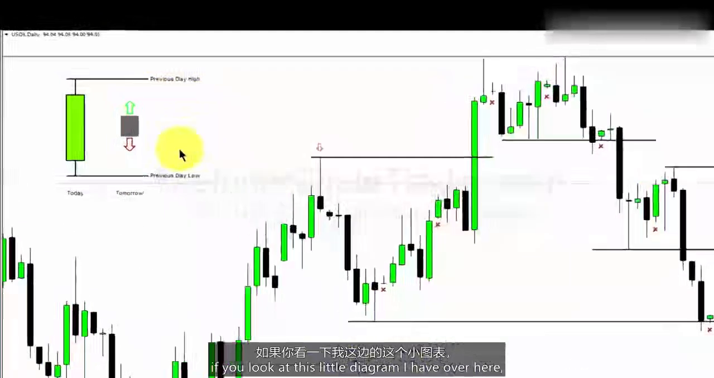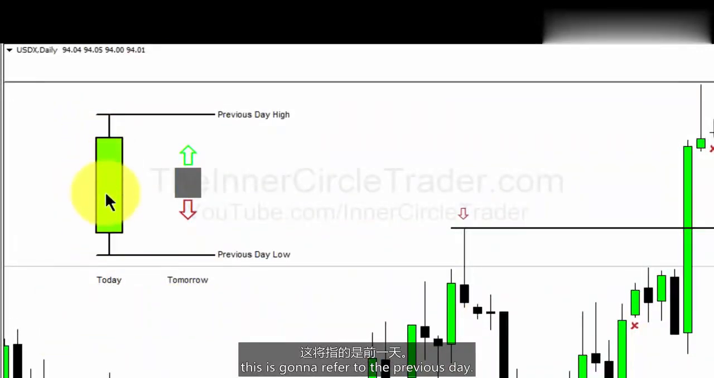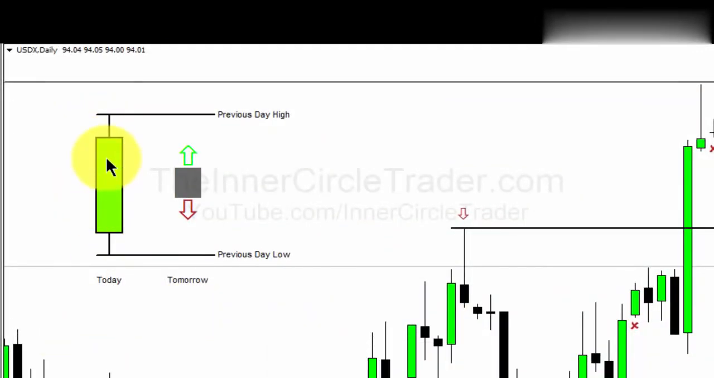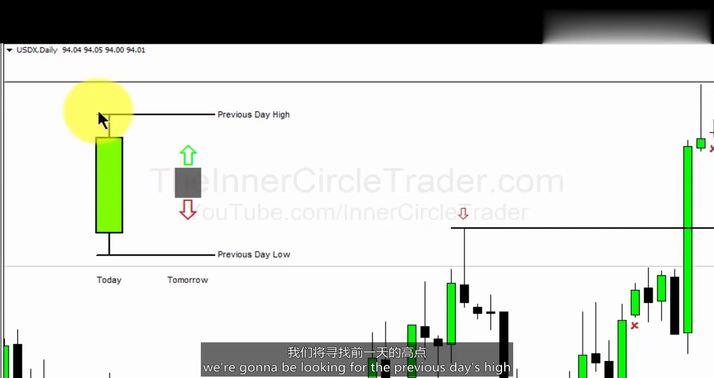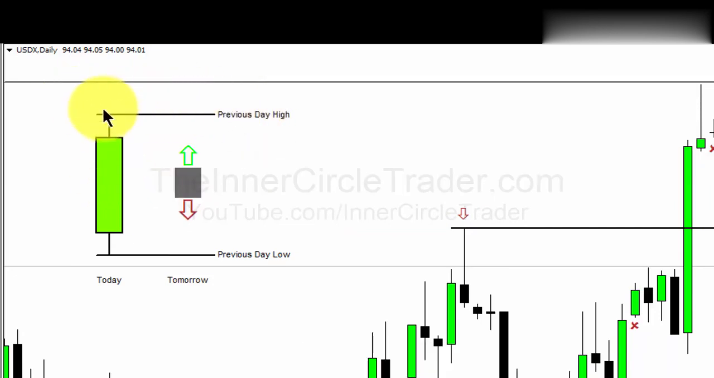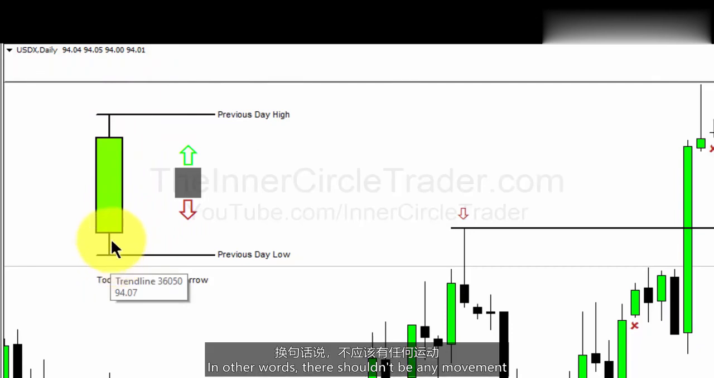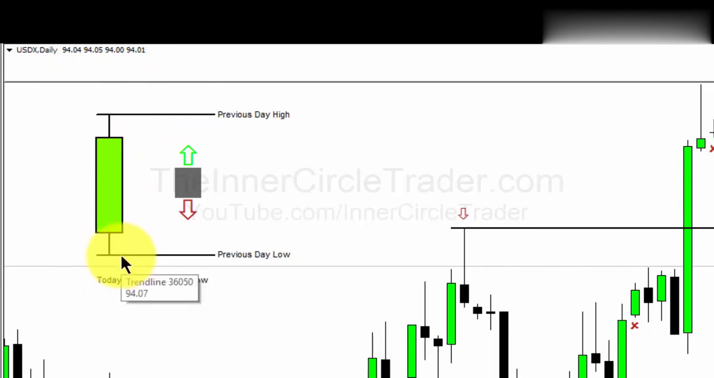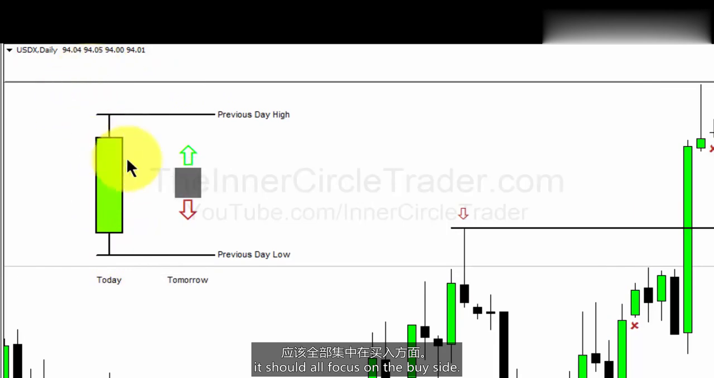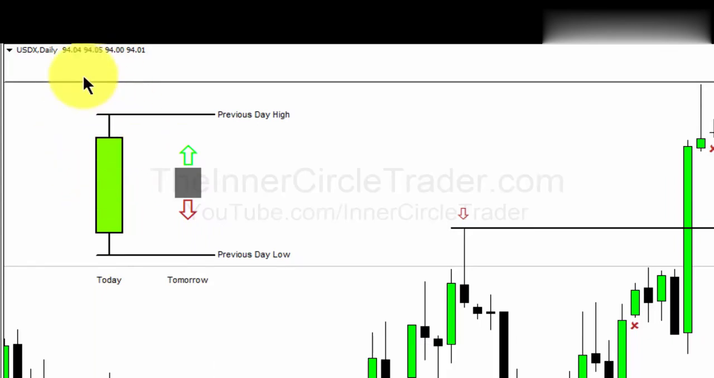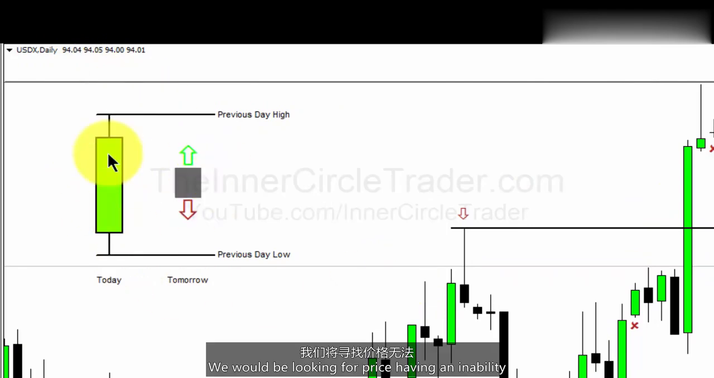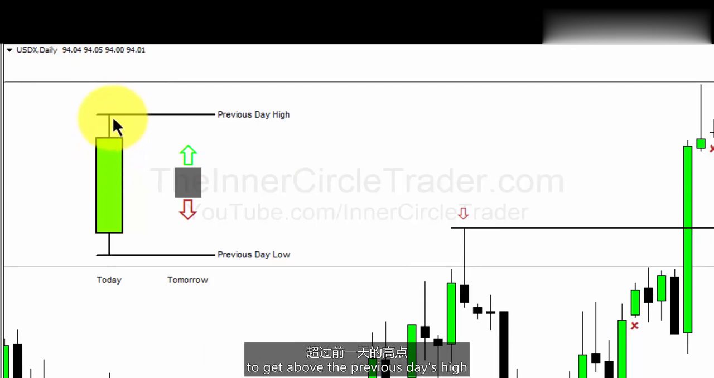Once we clear this high here, what's the bias? Well, if you look at this little diagram I have over here, this is going to refer to the previous day. Now, this could be a bullish or bearish day. It doesn't make a difference. But when the market is bullish, as we've outlined it over here, we're going to be looking for the previous day's high to be the target, and the previous day's low to be support. In other words, there shouldn't be any movement below the previous day's low. It should all focus on the buy side. It means reaching for the previous day's high. When the market's bearish, this scenario would be reversed. We would be looking for price having an inability to get above the previous day's high and to seek the previous day's low.